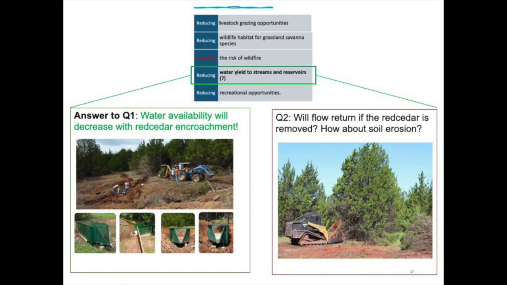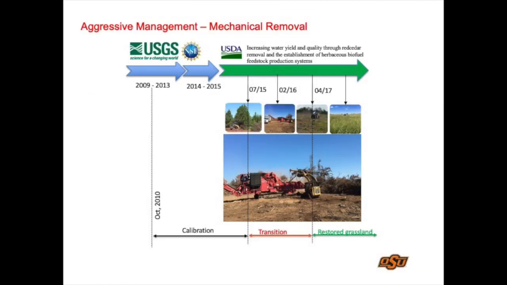Now, this session is about the management. The second question: will flow return if the juniper is removed? If so, how about the soil erosion? Given the time constraint, I will use this illustration to briefly outline the management timeline. The period from 2010 to the summer of 2015 served as a calibration phase. Some of the results I presented to you were collected during that period of time. In other words, nothing was applied.